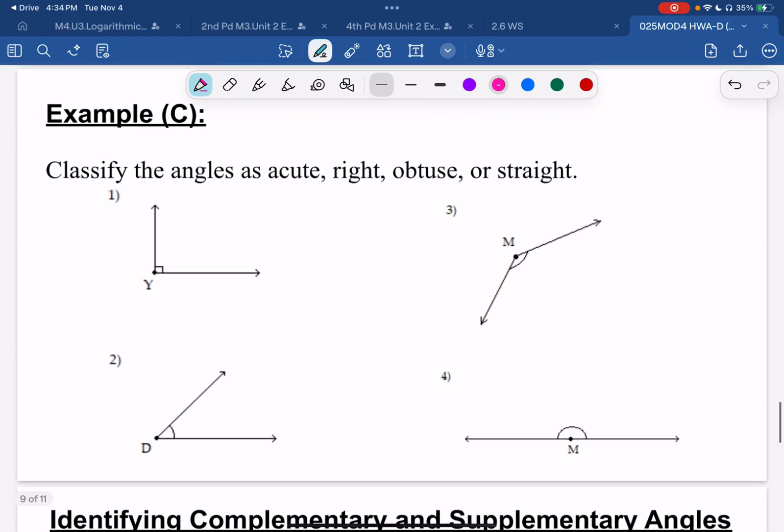Okay, now we're going to look at these and classify them as either acute, right, obtuse, or straight. So remember, acute is between 0 and 90. Right has to be 90. Obtuse is between 90 and 180. And then a straight angle is equal to 180.